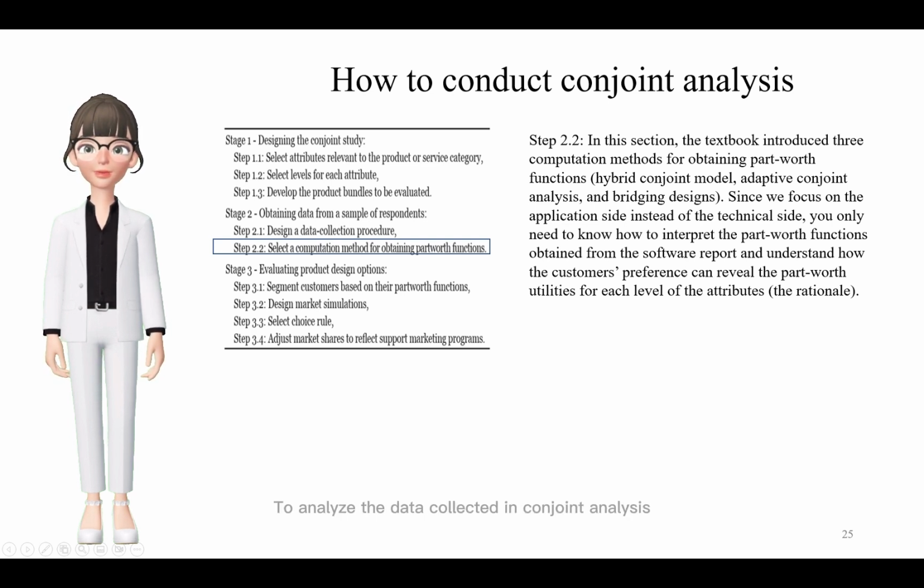To analyze data collected in conjoint analysis, several models are available, such as hybrid conjoint models, adaptive conjoint models, and bridging designs. However, to keep the focus of this course on the practical application of conjoint analysis rather than the statistical side, we will not delve into the differences among the models. Instead, we will use engineered software to perform the conjoint analysis, and it will select an appropriate conjoint model for us.